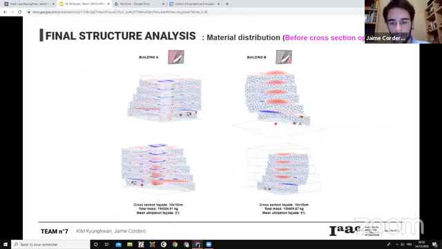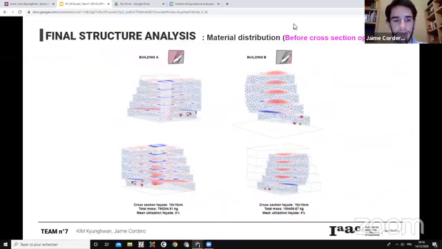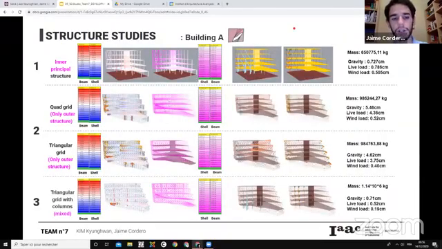After the massing, we did some structural studies. We started by doing an inner principal structure with columns and a core inside, but we wanted to have a free and flexible interior space. So we tried to have only an outer structure.